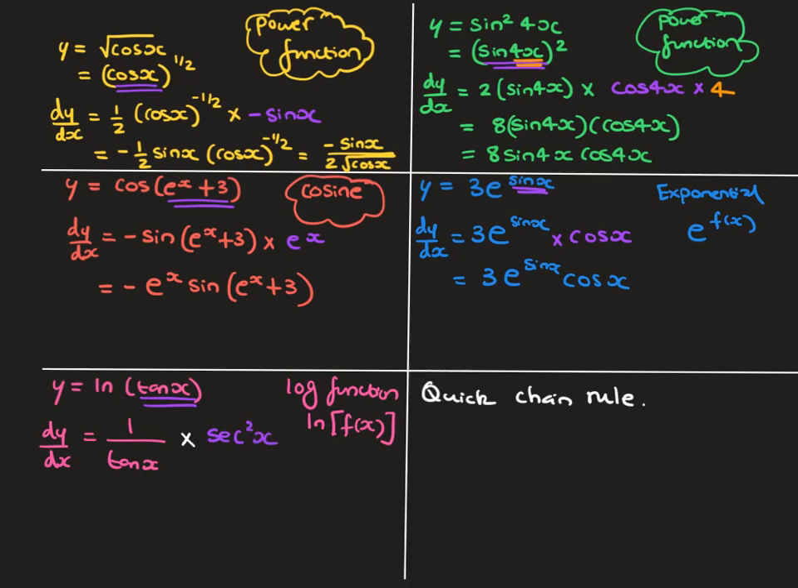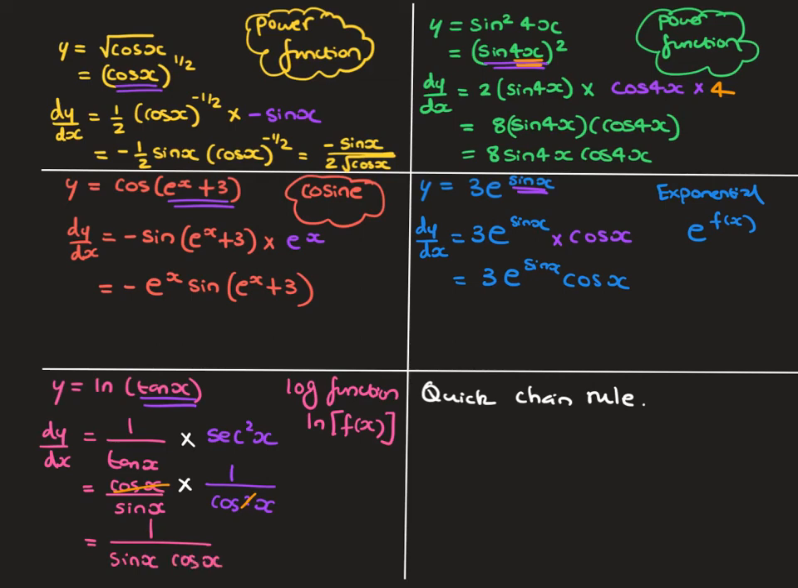Now, I think this could do with a little bit of tidying. So let's remind ourselves that 1 over tan x is the same as cot x, or cos x over sine x. And then sec squared x is 1 over cos squared x. So what will happen here is a cos x will cancel with one of the cos x's from cos squared, and we will be left with, as a final answer, 1 over sine x cos x.